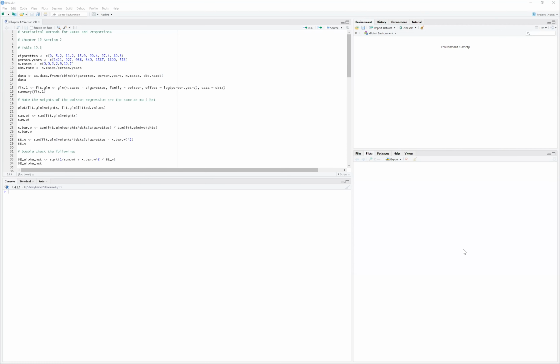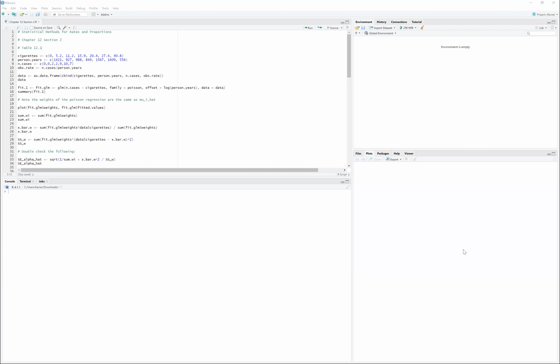Hello, everyone. We're working through statistical methods for rates and proportions, chapter 12, section 2. All right, we are looking at Poisson regression, and we're going to start with simple Poisson regression. And we are in the situation where Y is a Poisson count associated with given units of observation, right?